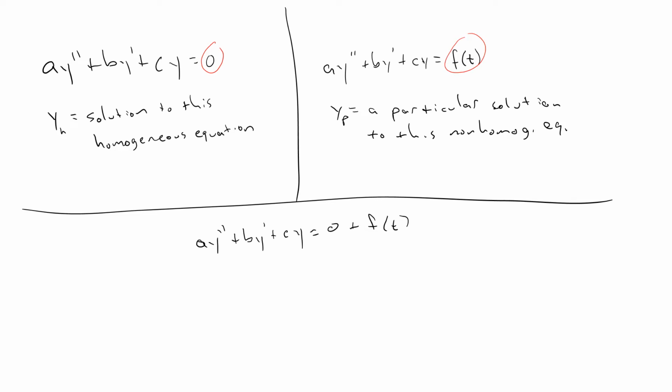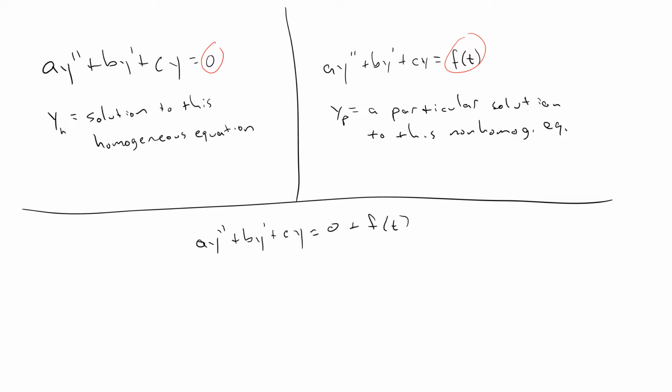For the equation on the left, we know how to solve these. These are the types of equations you were solving on your previous test. You find the auxiliary equation, and according to whatever the roots of the auxiliary equation are, that tells you what your homogeneous solution will look like.